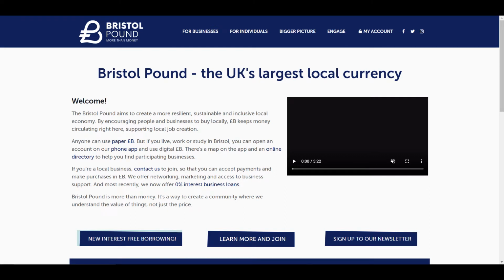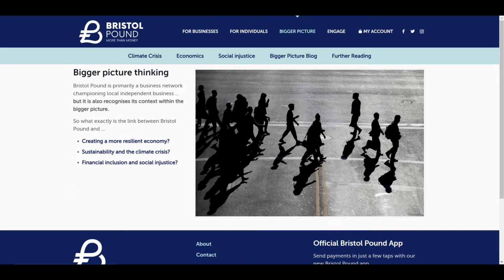So first up, we have the Bristol Pound, which was introduced in 2009 after a group of people saw the effects of the 2008 financial crisis. The project has significance for me personally because Bristol is a city in the UK where I was born and raised. According to their website, there are currently around 2,000 businesses and individuals that use the currency in either paper or digital form. You can see here that some of the problems that this currency is trying to address include increasing the resilience of the local economy and making life better for people on lower incomes, as a few examples.